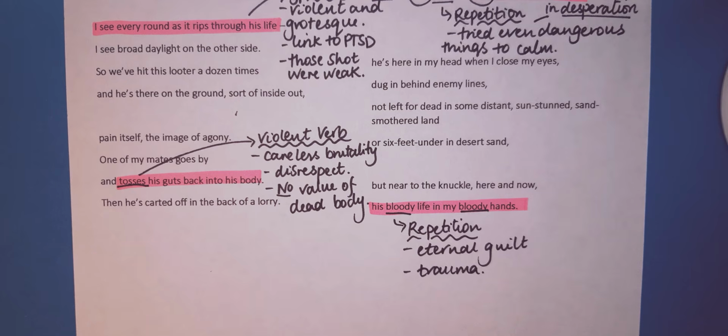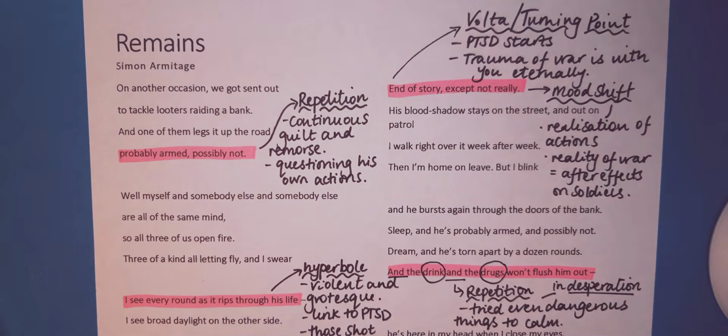They even try things that are dangerous in desperation just to try and get rid of those memories. So this last line is very key, because it's showing that even at the end of the poem, the guilt is still there, it hasn't gone, and there's nothing that's been done to help the soldier. So that was the analysis of Remains by Simon Armitage.